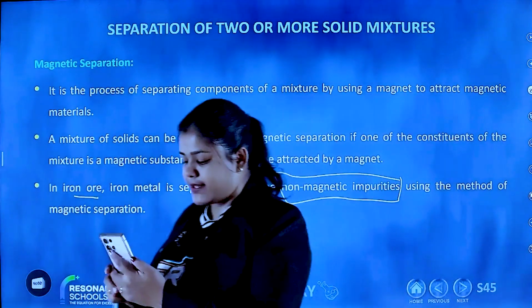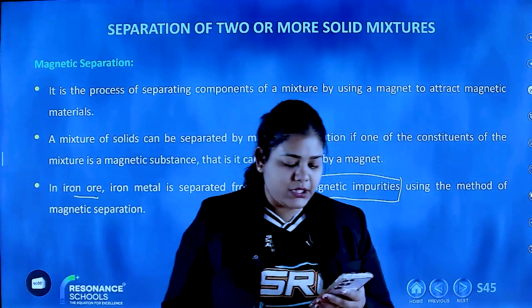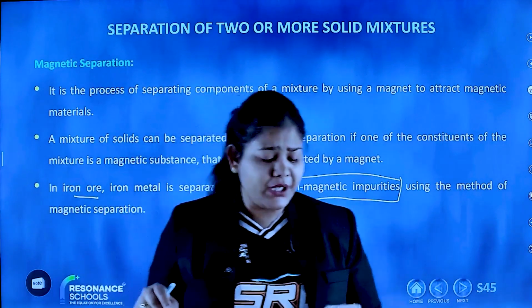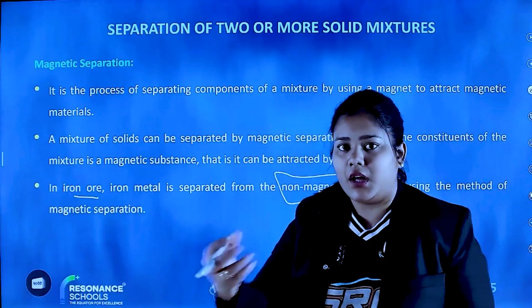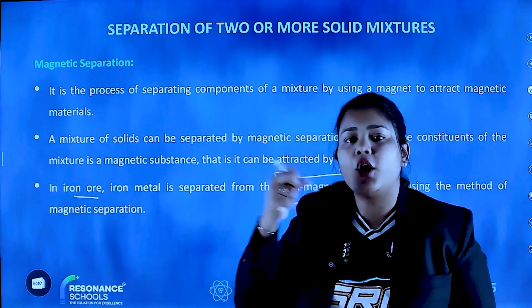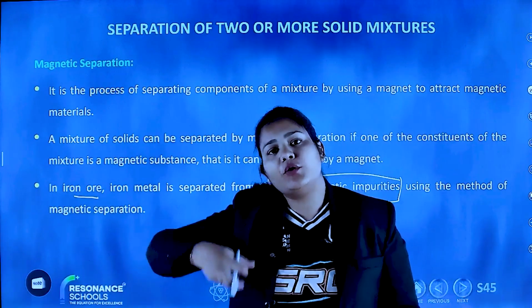I know the class is over. Just very quickly I'll be covering the last point. What is the last point? Last point is iron ore. Iron ore means when iron is covered with impurities we dig it out from the earth. Now I have to pick out the pure iron from this ore.